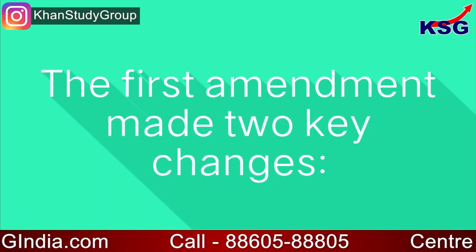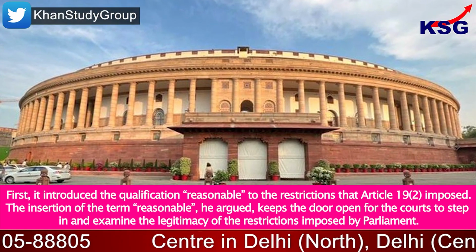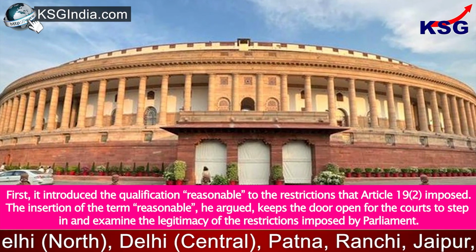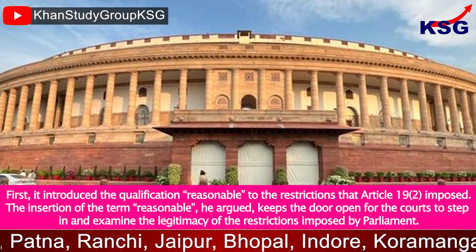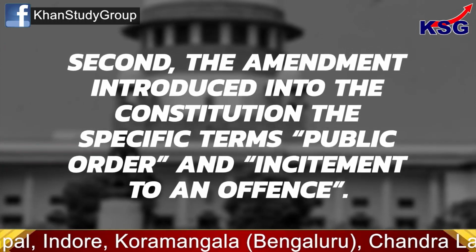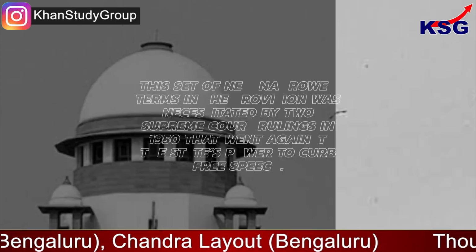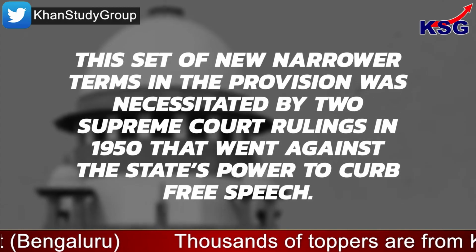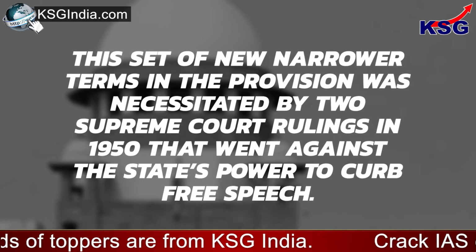The First Amendment made two key changes. First, it introduced the qualification "reasonable" to the restrictions that Article 19(2) imposed. The insertion of the term "reasonable," he argued, keeps the door open for the courts to step in and examine the legitimacy of the restrictions imposed by Parliament. Second, the amendment introduced into the Constitution the specific terms "public order" and "incitement to an offence." This set of new narrower terms in the provision was necessitated by two Supreme Court rulings in 1950 that went against the state's power to curb free speech.